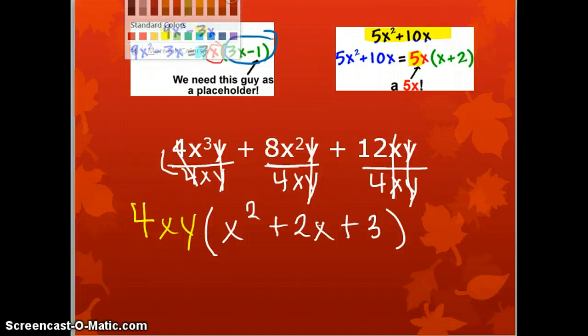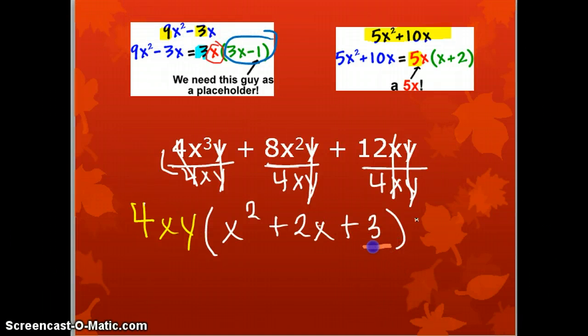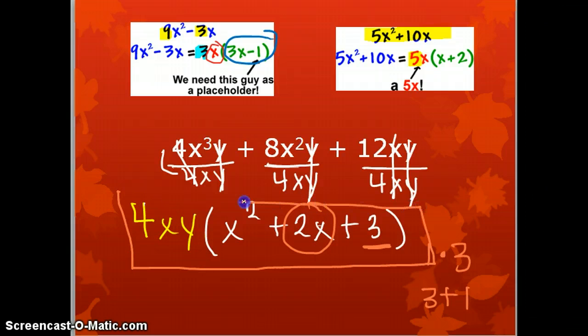The next thing that we should always do is check, can I factor this trinomial? Well, 3 times 1 gives me 3, but 3 plus 1 gives me 4. I don't have a 4 right here, so that means this is my answer. I tried to factor it. All I could do was take out my greatest common factor. Sometimes that happens. That's okay.